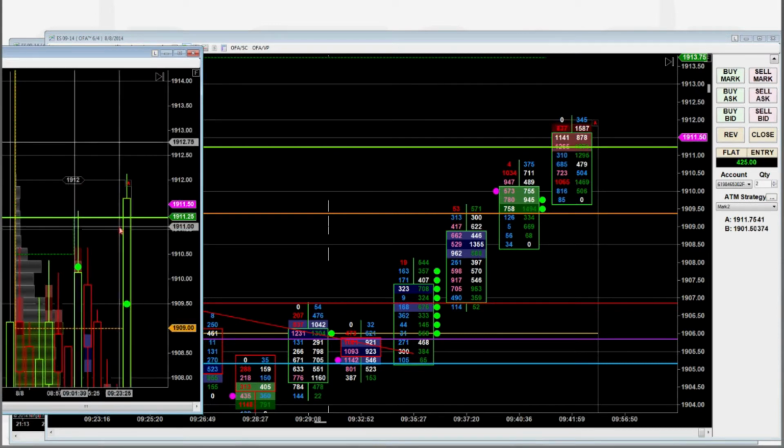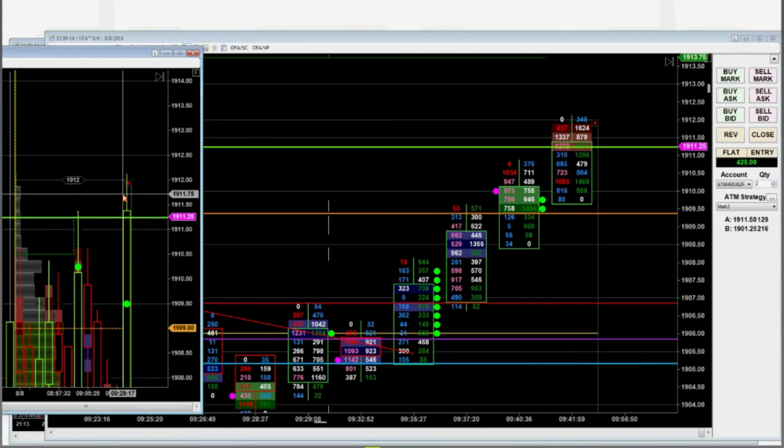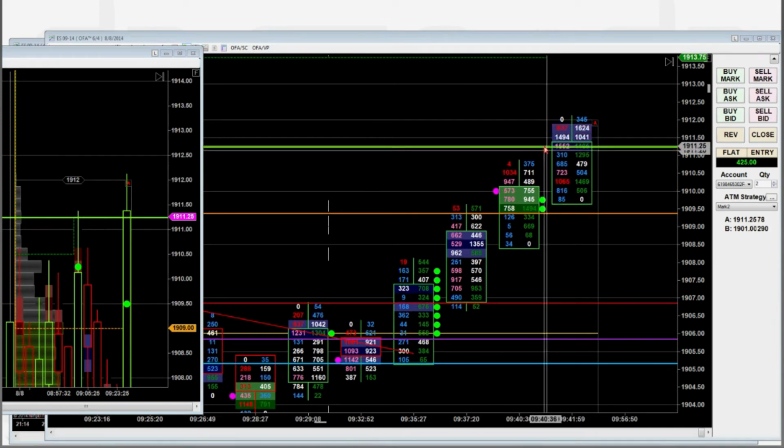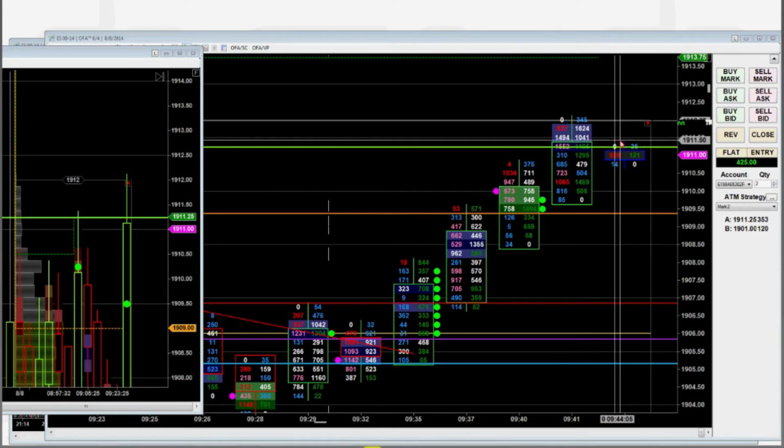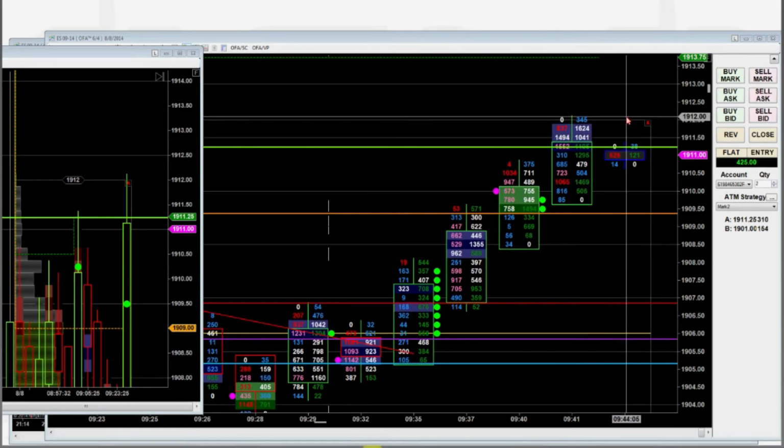Messing with these charts here. So I'm seeing volume growing at 1911.75. This is kind of the scenario I wanted. So 1911.25. Remember, I wanted to avoid a scenario where it just went 1 to 3 ticks above IB and then just faded away.